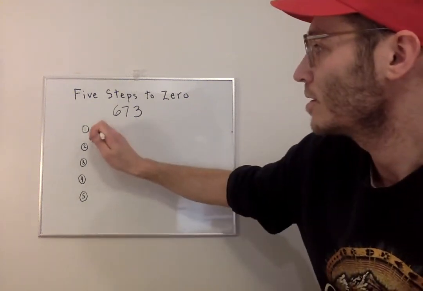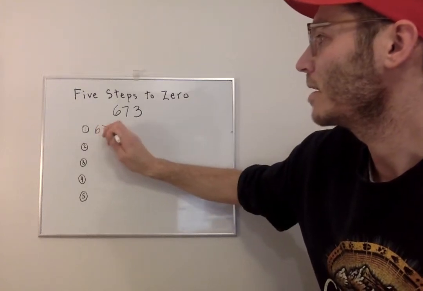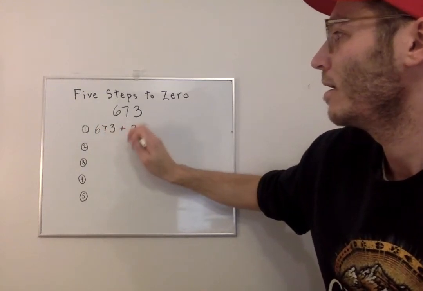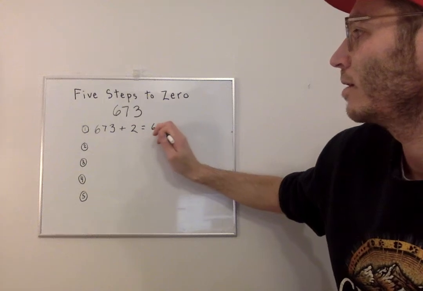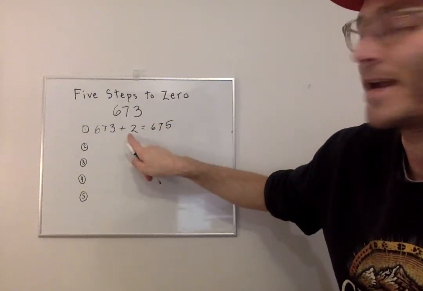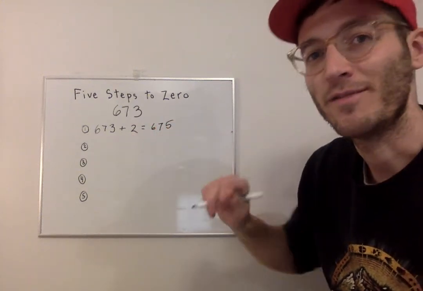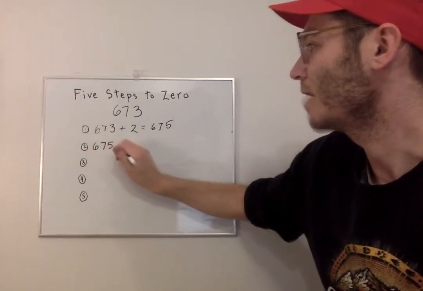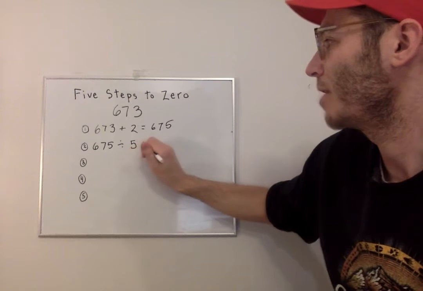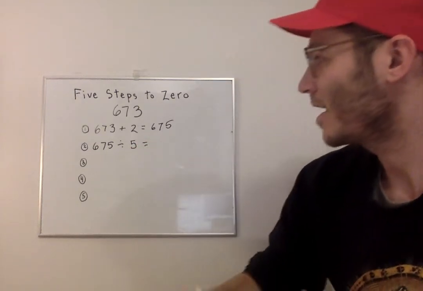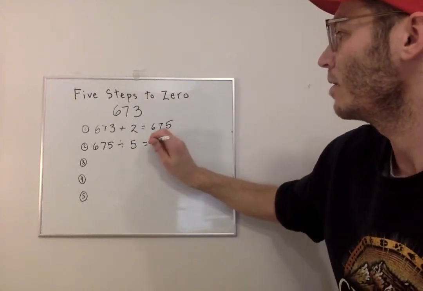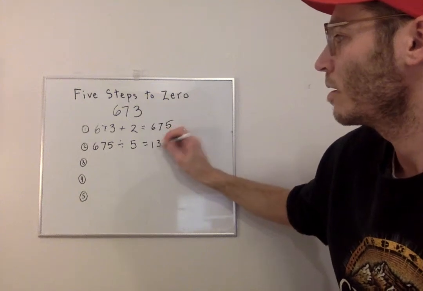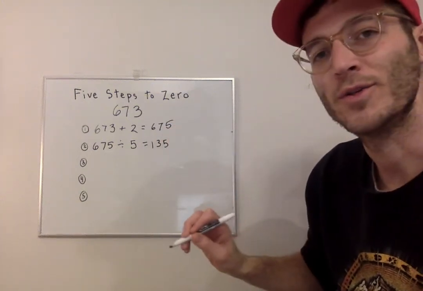For starters, the first step I'm going to take is I'll take 673. I'm actually going to make it a little bigger. For my first step, I added 2, and I'm at 675. The next thing that I'm going to do is divide by 5. When I divide by 5, now I'm down to 135, so I'm getting closer to 0.